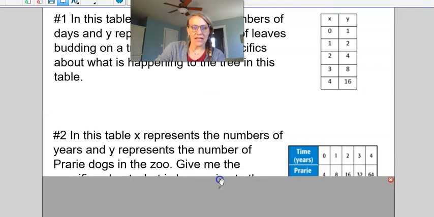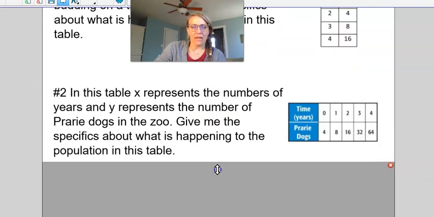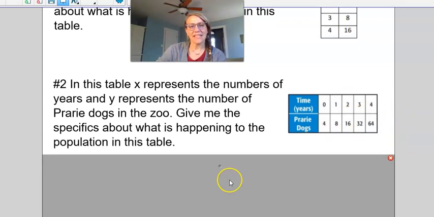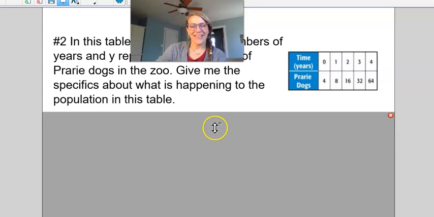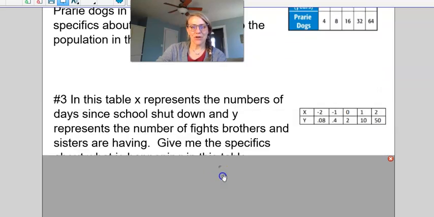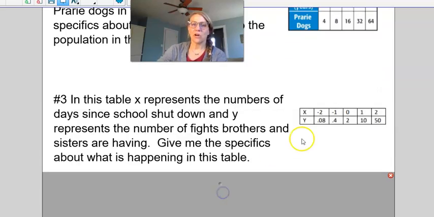So let's look at the second table and try to describe the situation that's represented in this table. In this next table, we're looking at our number of prairie dogs. The zoo started with 4 prairie dogs, and the population of prairie dogs is doubling every single year. All right, situation number 3. There's one more after this one. So take a look at this one.